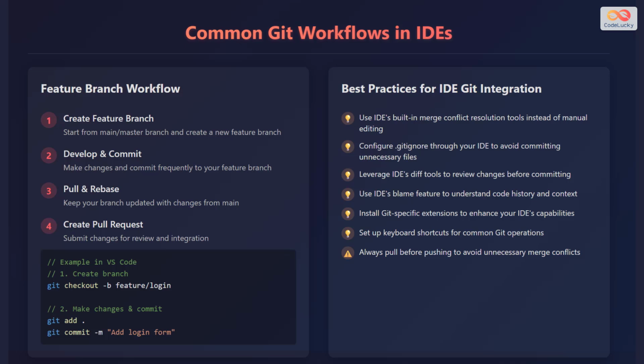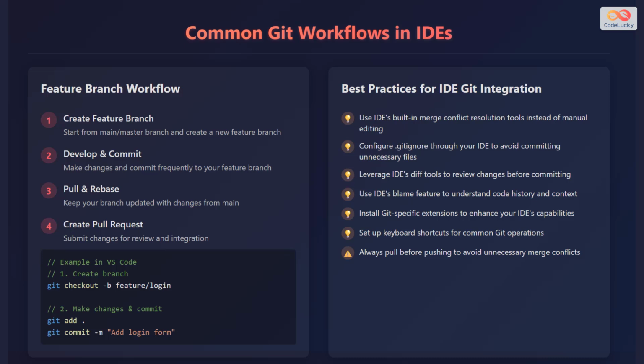Here are some best practices for IDE Git integration. Use your IDE's built-in merge conflict resolution tools instead of manually editing files. Configure your .gitignore file through your IDE to avoid committing unnecessary files. Leverage your IDE's diff tools to review changes before committing them.